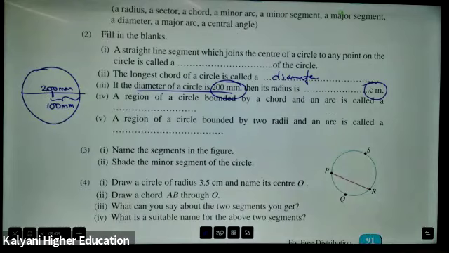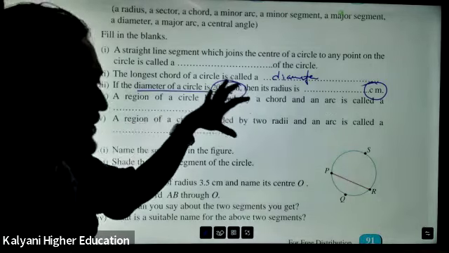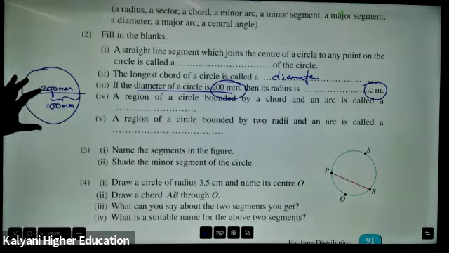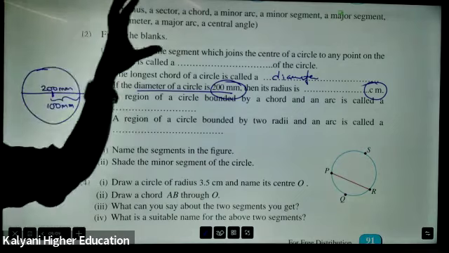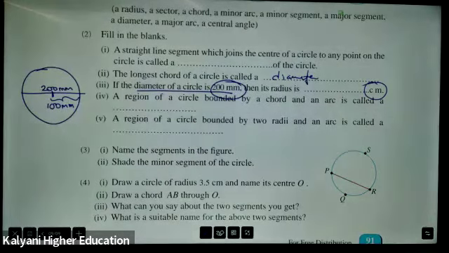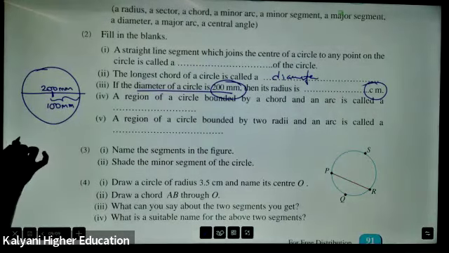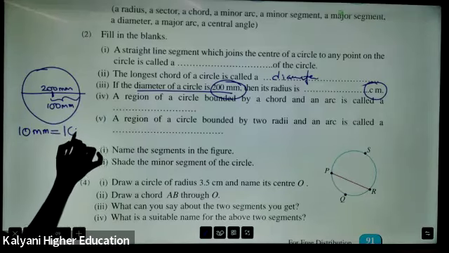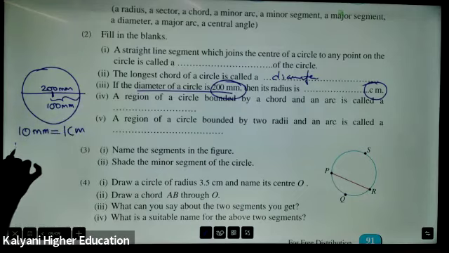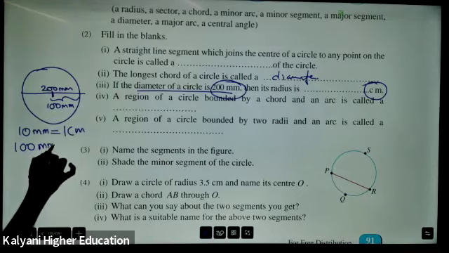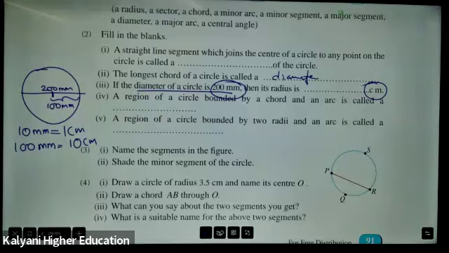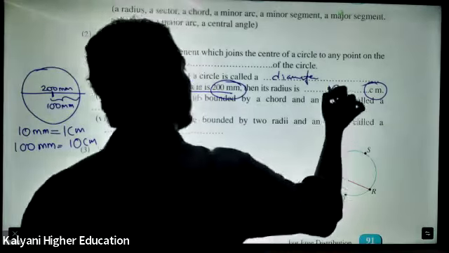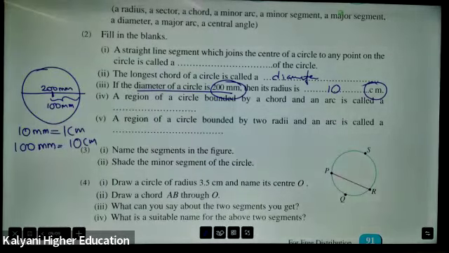Centimeter. Now, if this one is 200 millimeter, the radius is 100 millimeter, correct? But we should write down in what? Centimeter. We know 10 millimeter equal to 1 centimeter. Then 100 millimeters equal to 10 centimeter. So what should come in this blank? Not 100, 10 should come. Is that clear? Can you understand?